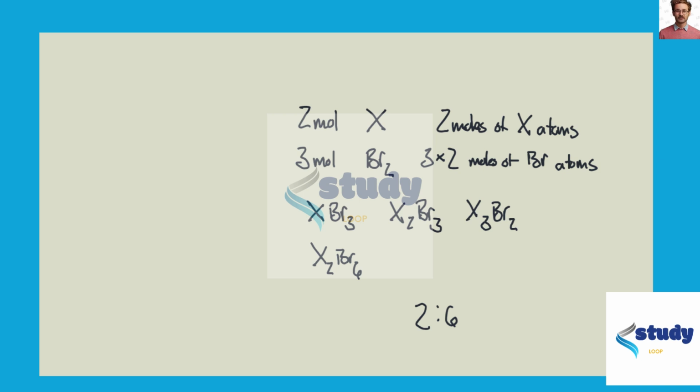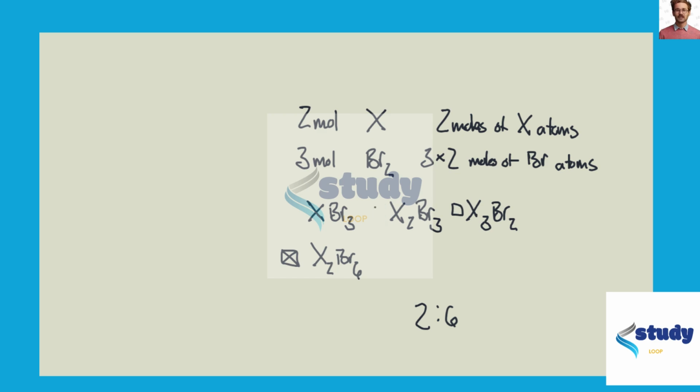Well, right off the bat, then this one looks like a good option, X2Br6. But we can tell that X2Br3 won't fit, right? That's a ratio of 2 to 3, not 2 to 6. This is a ratio of 3 to 2, not 2 to 6. Those aren't commensurate.